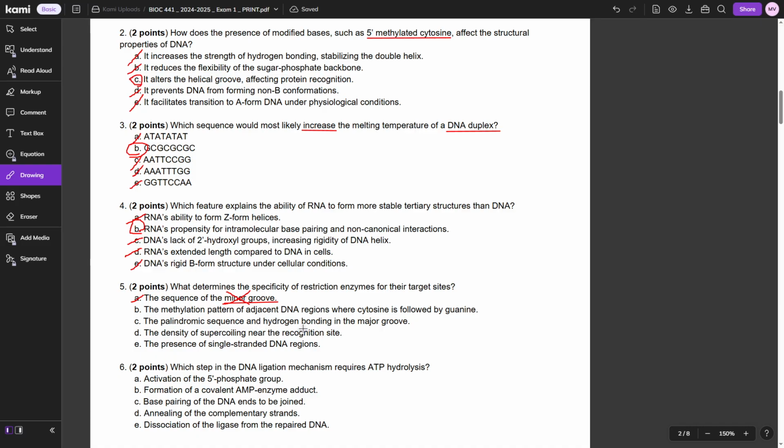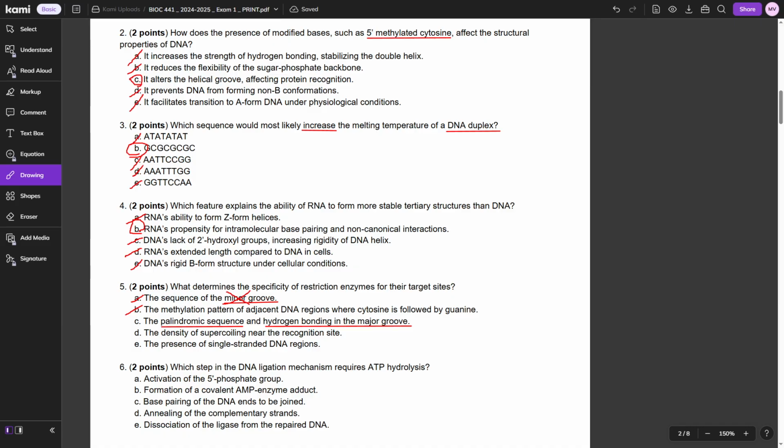Palindromic sequence and hydrogen bonding in the major groove. Okay, I like this. Very specific. That's much more specific than B, and also fits what I'm thinking about when I think of restriction enzymes. When I think restriction enzymes, I'm thinking palindromic sequences. I'm thinking something like C. So I'm actually going to say that C is a better answer than B.